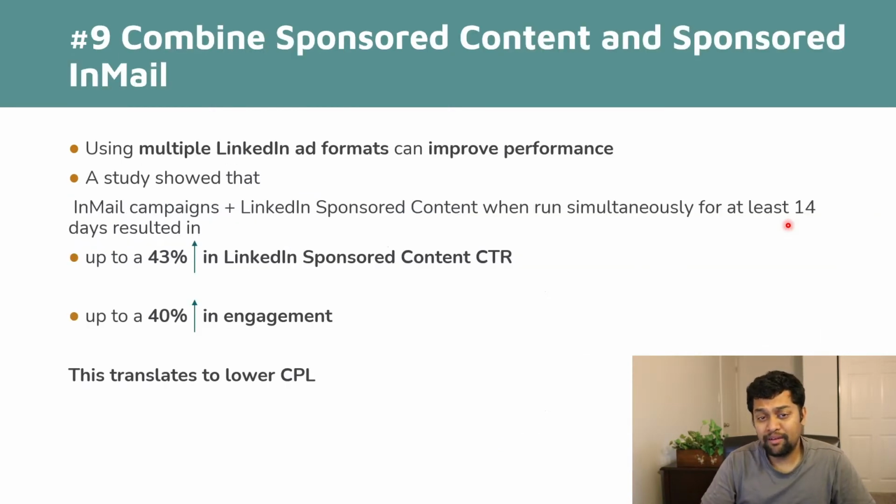Now you can combine sponsored content and sponsored InMail. Again, this is a good combination to try out. Using multiple LinkedIn ad formats can really improve your performance. Sometimes if you combine your InMail campaign with a sponsored content campaign, you will see like more than 40% increase in click-through rate and more than 40% engagement. So try to find different combinations. That's the key point over here. Don't restrict yourself and let it run on autopilot. It's more about experimenting with different ad types, different audiences, different ad copy. As I said, it's an agile process. You have to continue experimenting, test, rinse, and repeat.